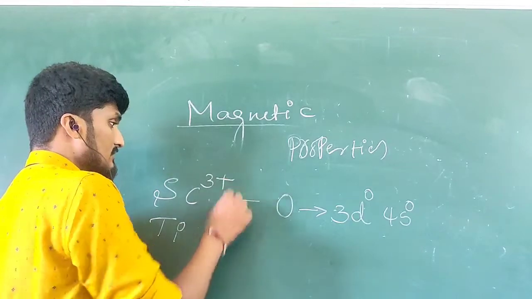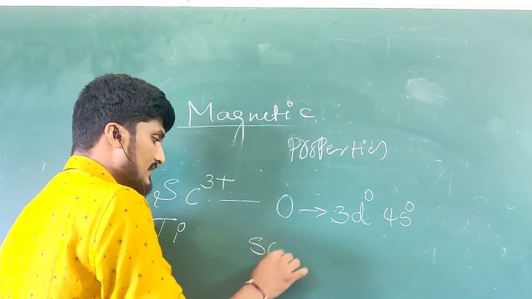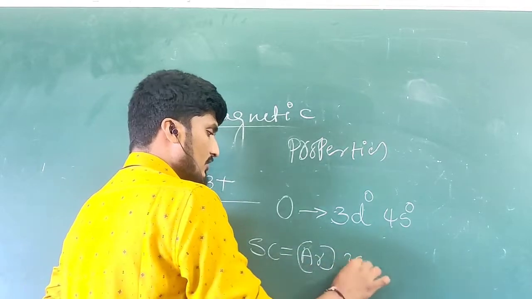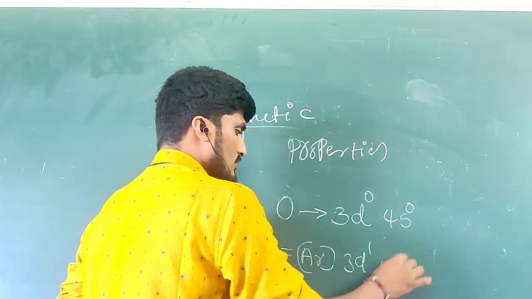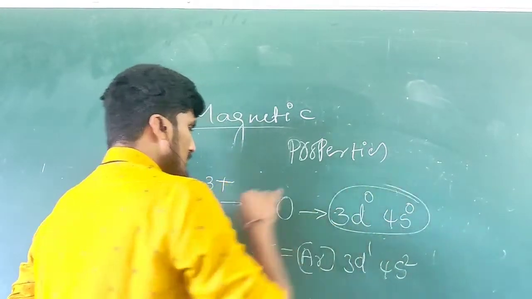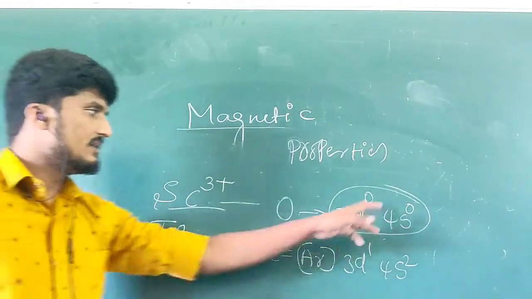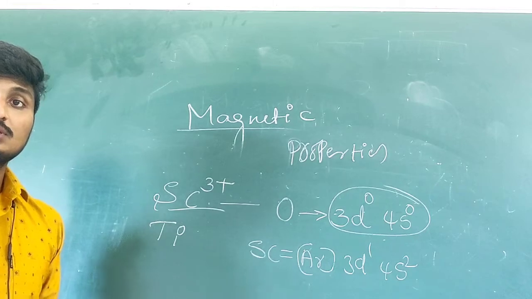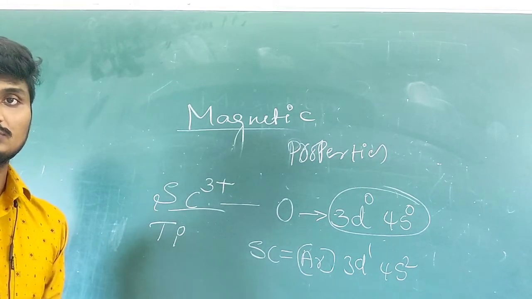Okay, why will 3d0 4s0 come? See, actually scandium is argon 3d1 4s2. So for scandium 3 plus, d also 0 is there, s also 0 is there. So what is going to happen? There are no unpaired electrons.